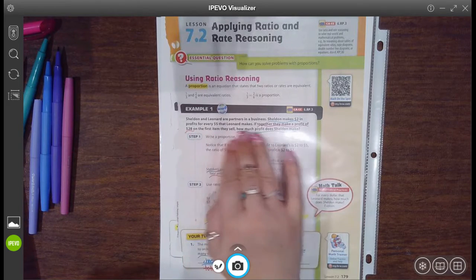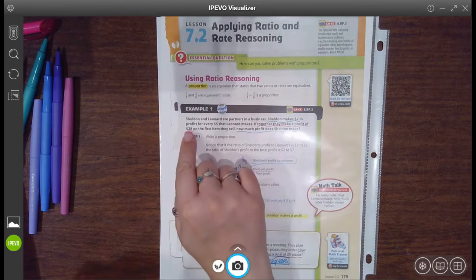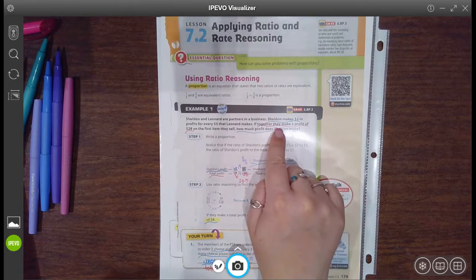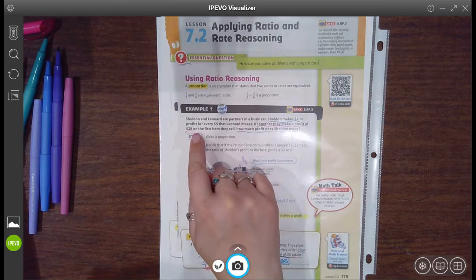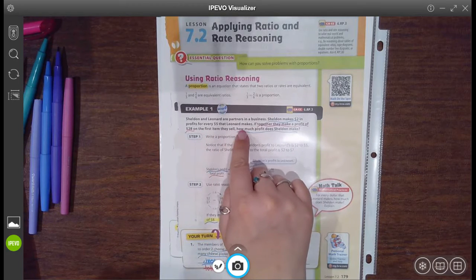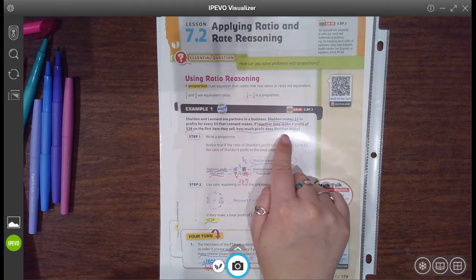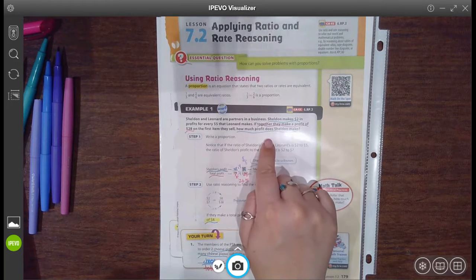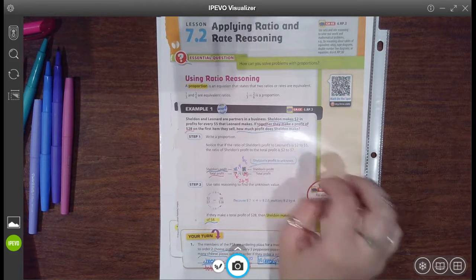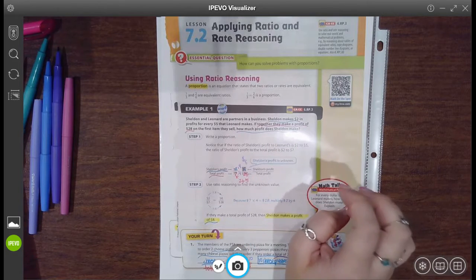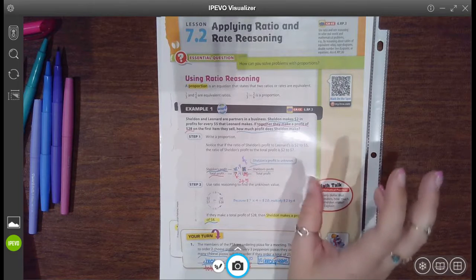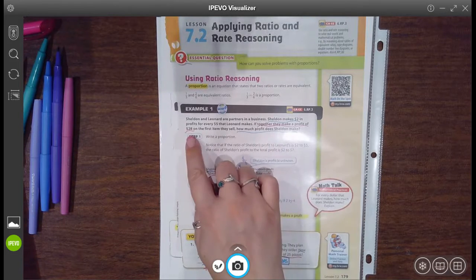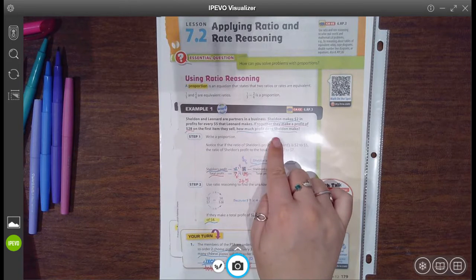So for instance, if I had this problem right here: Sheldon and Leonard are partners in a business. Sheldon makes $2 in profit for every $5 that Leonard makes. If together they make a profit of $28 on the first item they sell, how much profit does Sheldon make? This one's a little bit tricky, huh? So what are they asking me? They're saying if together they make 28, how much profit does Sheldon make?